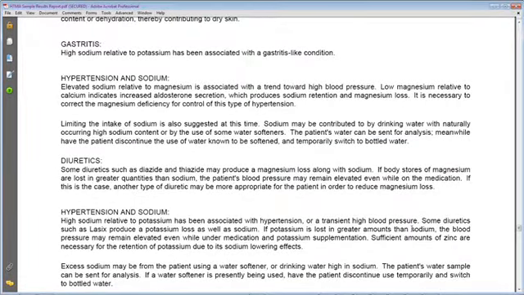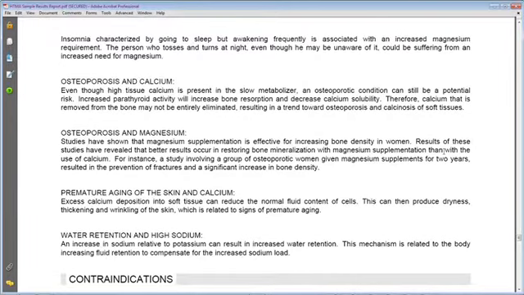Limiting the intake of sodium is also suggested at this time. Sodium may be contributed to by drinking water with naturally occurring high sodium content or by the use of some water softeners. The patient's water can be sent for analysis. Meanwhile, have the patient discontinue the use of water known to be softened and temporarily switch to bottled water. My preference is distilled water or really good spring water that you know is coming from a fresh and clean mountain spring. Okay, the next section is insomnia.